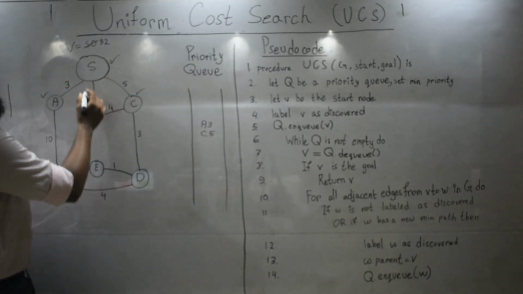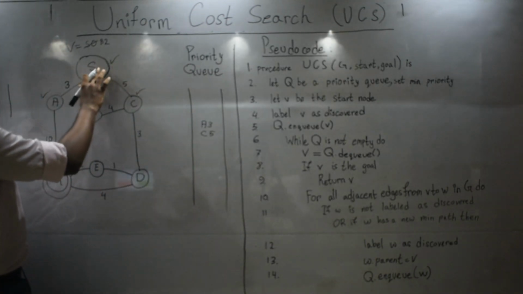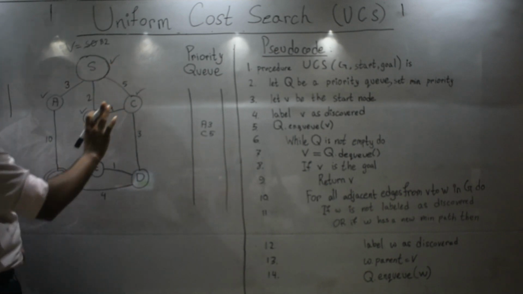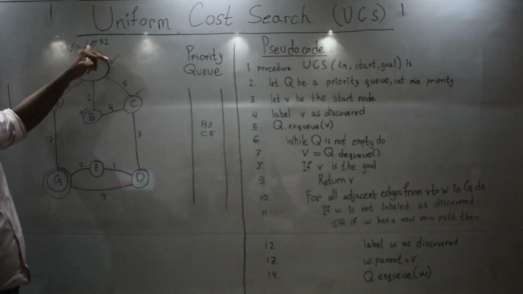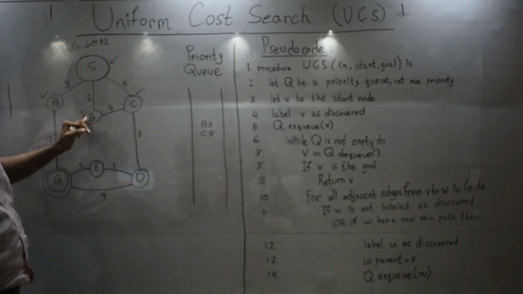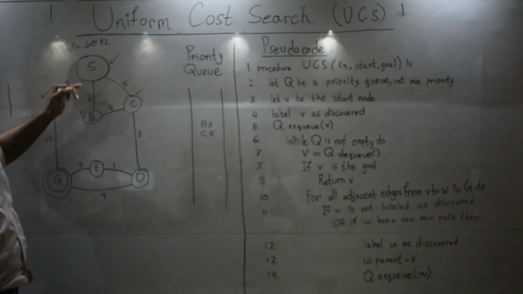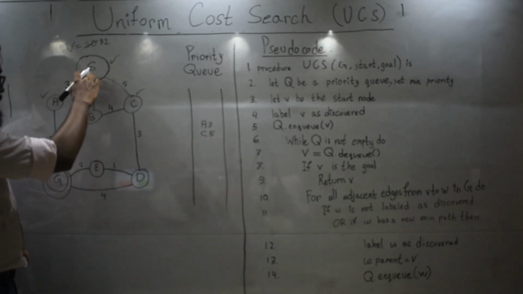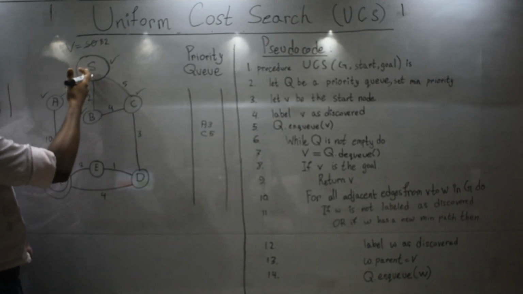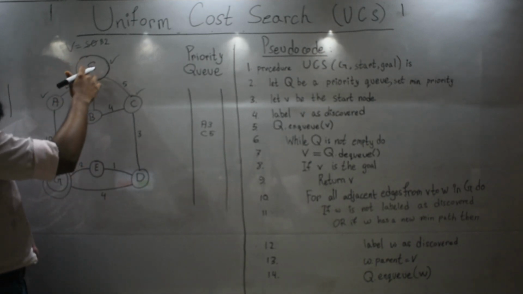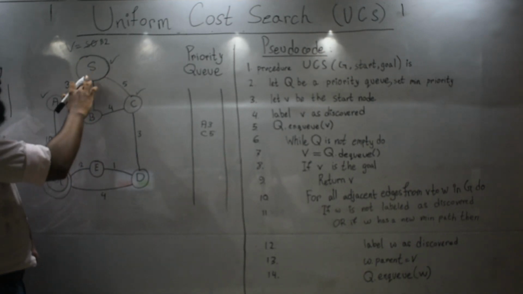So let's check this S0. S0 has a path cost of 0. So if you traverse from B to S0, you don't need to do that because then you will add more, 2 plus 2, 4. What's the point? S already has a minimum cost of 0. You will not associate a cost of 4 to it.